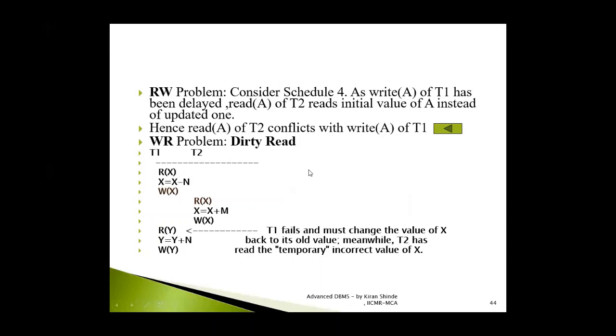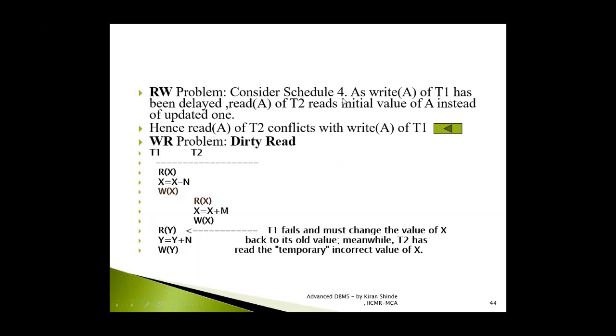So here what is happening is write A of T1 has been delayed, as I already mentioned and explained. Read A of T2 reads the initial value of A instead of the updated one, and hence read A of T2 conflicts with write A. Why? Because T2 is trying to read the initial value of A, but it has already been modified by T1. Because T1's write operation has been delayed, the value read by T2 is not the correct value. Okay, so this problem is called the temporary read problem.